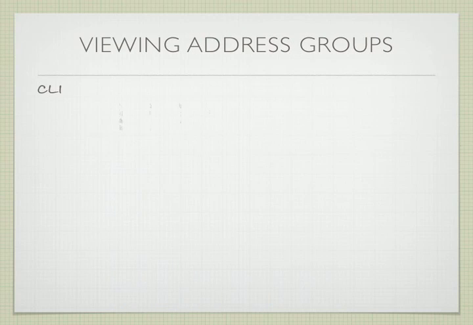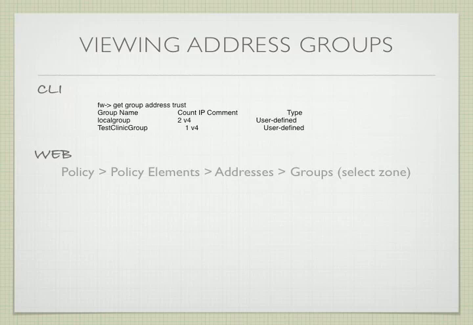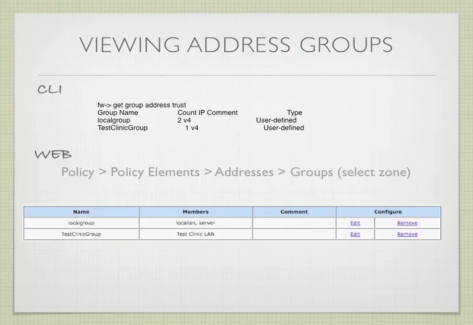To take a look at these elements, we can get address group and zone, get address group trust, and that shows us two groups here that have been user defined. In the web, this is under policy elements. Just by selecting the zone, it will list in the table the groups that are created for that zone.